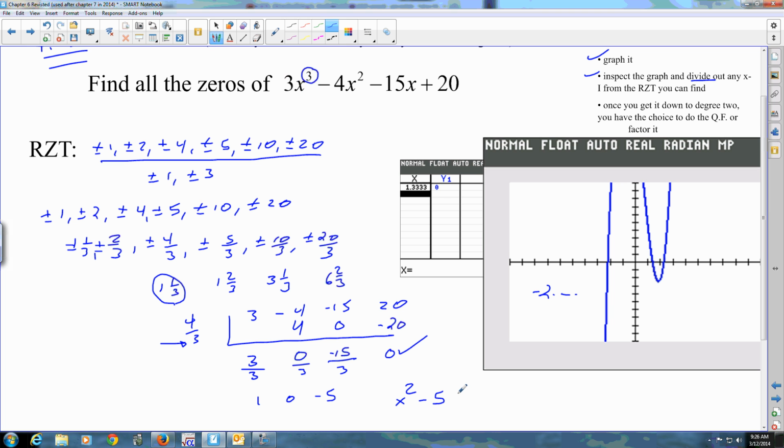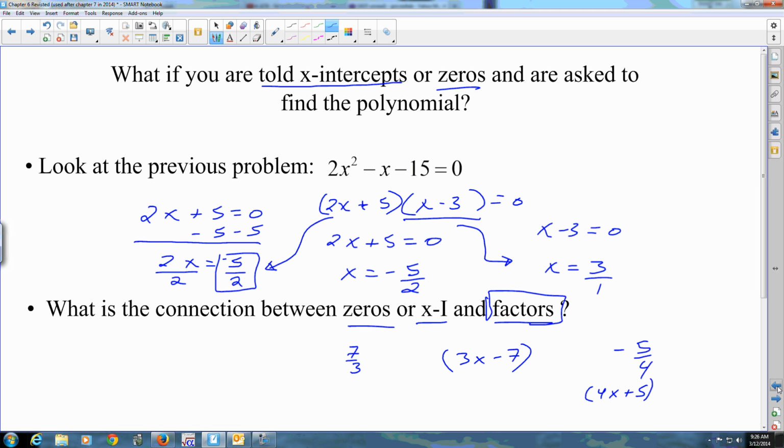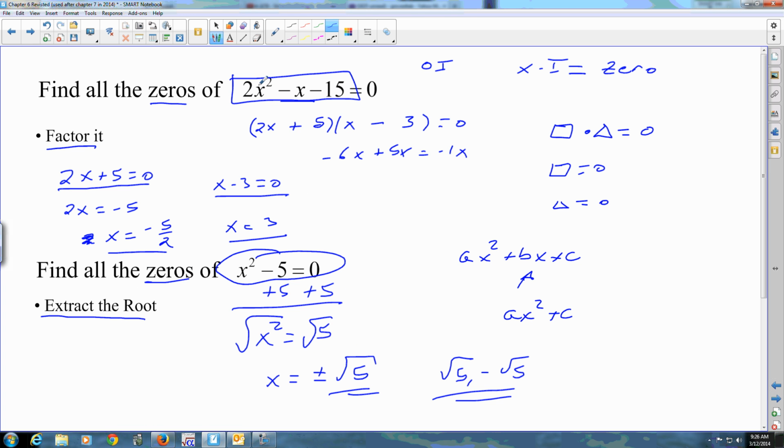I need to find the remaining zeros. Now, set this way back to a previous one we did, right here.